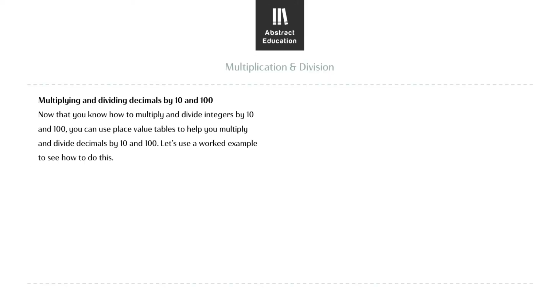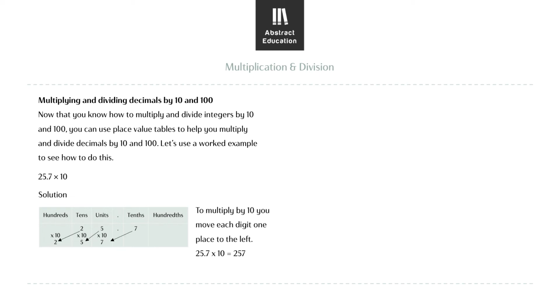You can use place value tables to help you multiply and divide decimals by 10 and 100. Let's use a worked example to see how to do this. So 25.7 multiplied by 10. To multiply by 10, you move each digit one place to the left. So 25.7 multiplied by 10 equals 257.